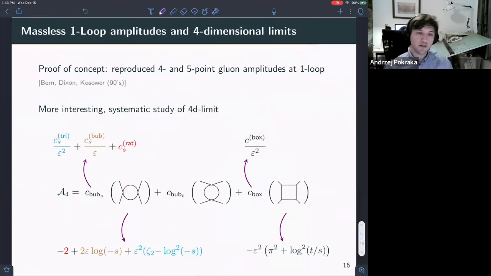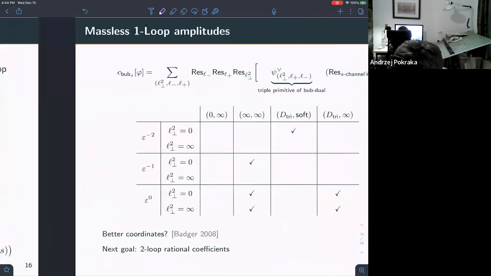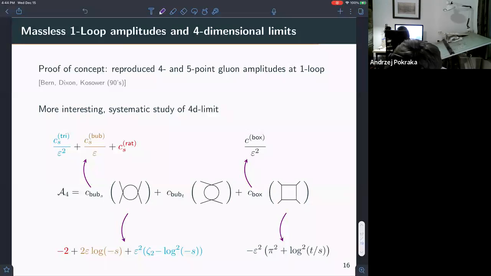So as a proof of concept, we have reproduced the 4 and 5 point gluon amplitudes at one loop. These are well-known results from Bern, Dixon and Kosower in the 90s. But the more interesting thing that we did is that we were able to systematically study the 4-dimensional limit of these formulas. For example, this basis of Feynman integrals is actually UV finite.